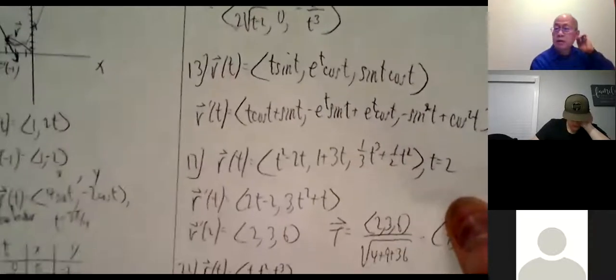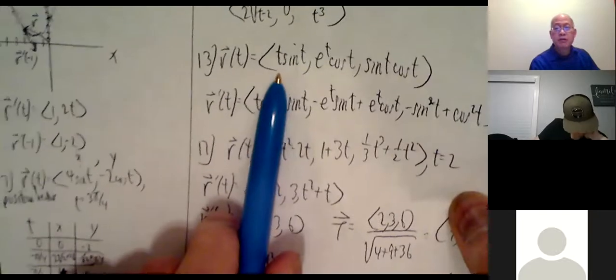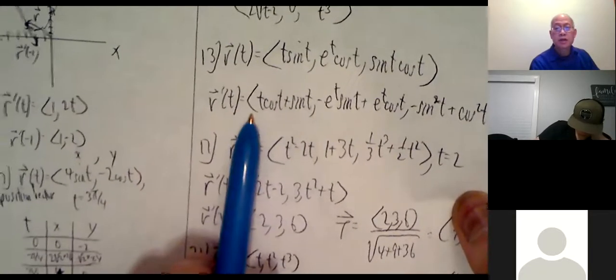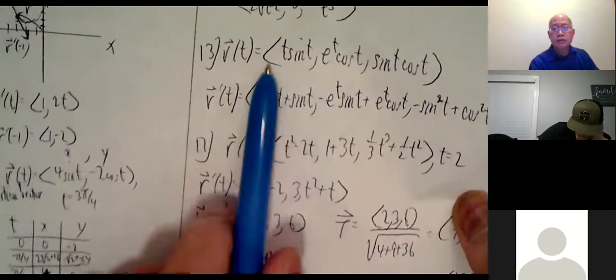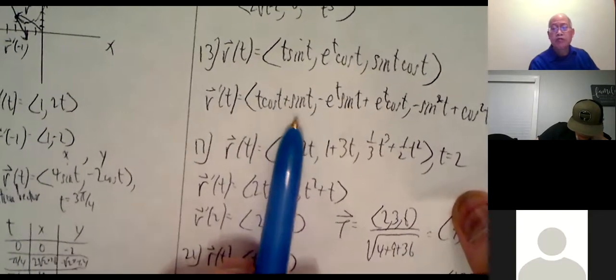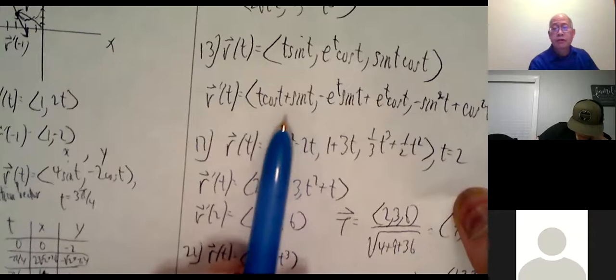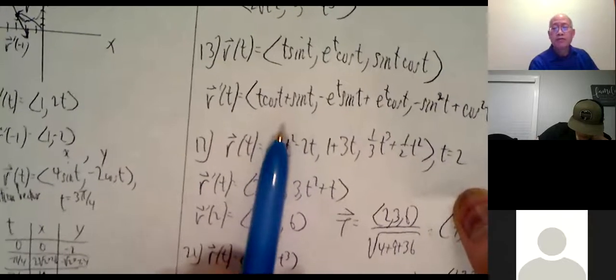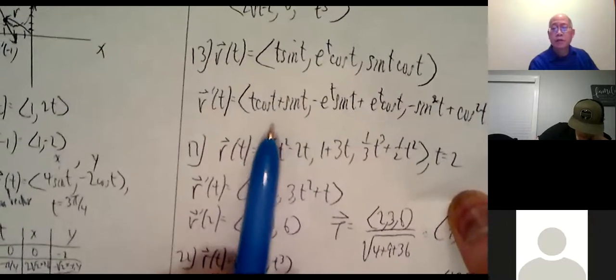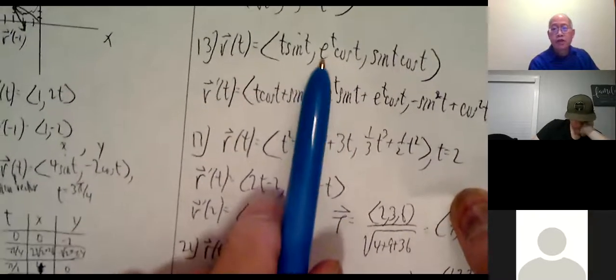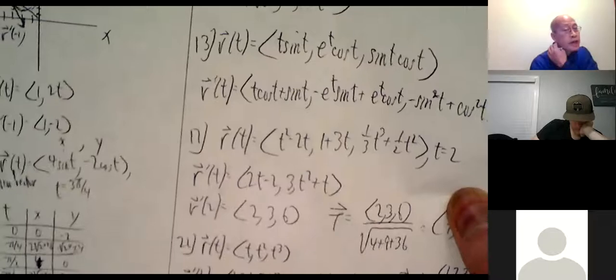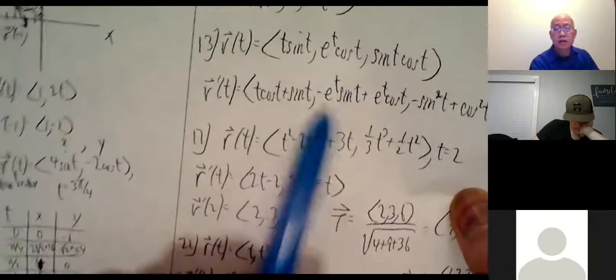So r prime: first times the derivative of the second, t cosine t, plus the second function sine t times the derivative of the first, the derivative of t is 1. Product rule, right? The derivative of fg is fg prime plus gf prime. Same thing, product rule. First function e to the t times the derivative of the second. The derivative of cosine t is negative sine t.